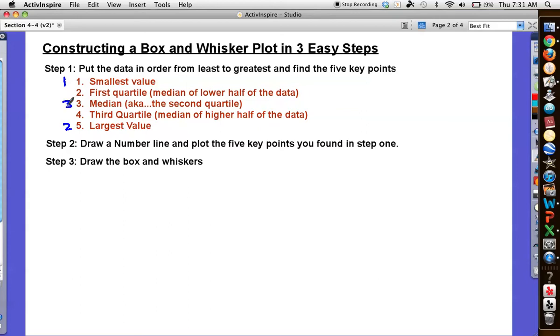We'll do this third, okay? And then it doesn't matter. You can do this fourth, this fifth, doesn't matter. Just remember, you can't find the first and the third until you've found the median. And then we're going to draw the number line, okay? And then we're going to put these 5 key points above it and draw the box and whiskers. So let's walk through what that looks like.